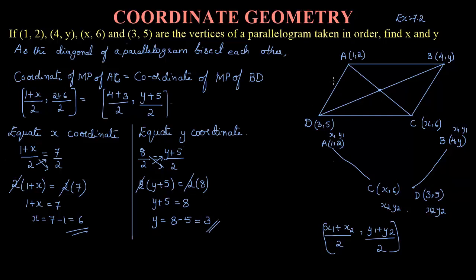So using the property of the diagonals of the parallelogram, you just wrote this statement: the coordinate of midpoint of AC is equal to the coordinate of midpoint of BD, because the midpoint of both the lines is the same point, right? So because of that, you have equated these two. So that's it for now.